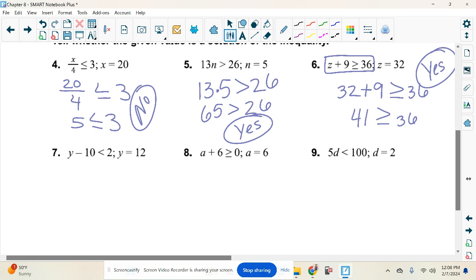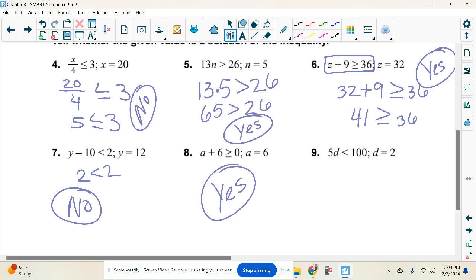All right, number 7. If we plug in 12 for y, is it true? No, because you get 2, right? Is 2 less than 2? No, that's not going to work. All right, number 8. We plug in 6. We get 6 plus 6 is 12. Is 12 greater than or equal to 0? Yes, good.